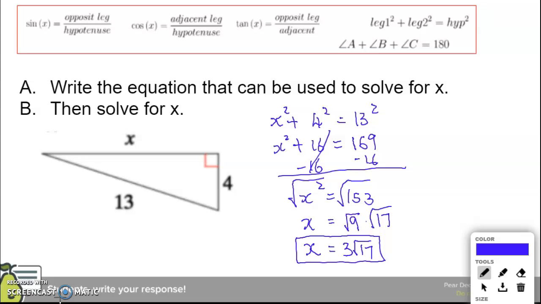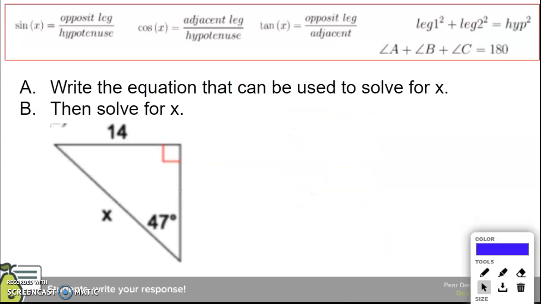So where we left off is that we're trying to figure out the length of x, and we got to x squared is equal to 153. Take the square root of both sides, and x becomes the square root of 153, which can be simplified to 9 times 17. 153 is a multiple of 9 times 17. So therefore, the square root of 9 is 3, multiplied by the square root of 17 is 3 root 17.